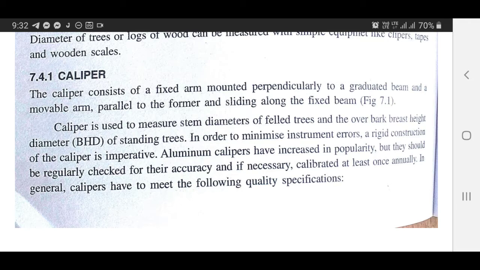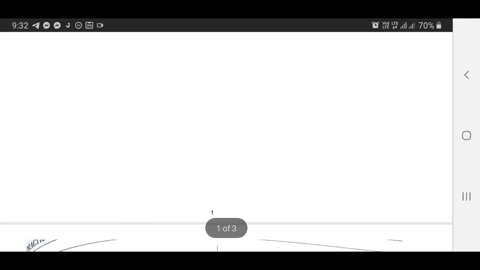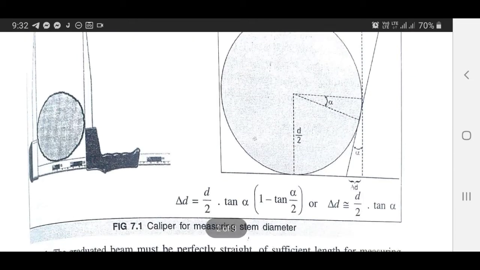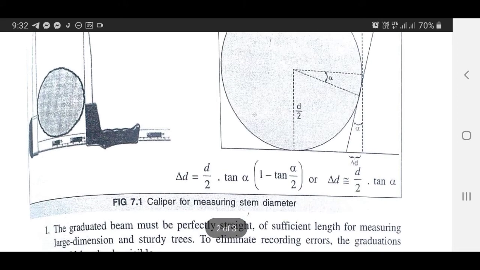Aluminum calipers have increased in popularity, but they should be regularly checked for their accuracy and, if necessary, calibrated at least once annually. In general, calipers have to meet the following quality specifications. You can see the calipers in figure 7.1, and caliper measuring stem diameter is a formula.